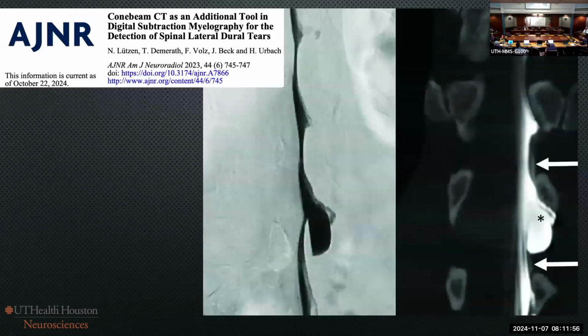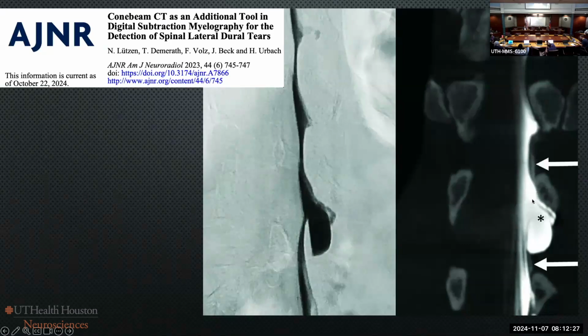This is a nice example where this is a cone beam CT. So this is a decubitus myelogram, DSM, right? And you see the contrast filling, you're like, what's going on here? They use something called cone beam CT, which is a technique that is available with some angio suites. I don't know if you have that or not. It's not widely available. The downside of it is it only covers up to about 6 levels. So you have to know where you're looking. It's not like CT that you can cover the entire spine.